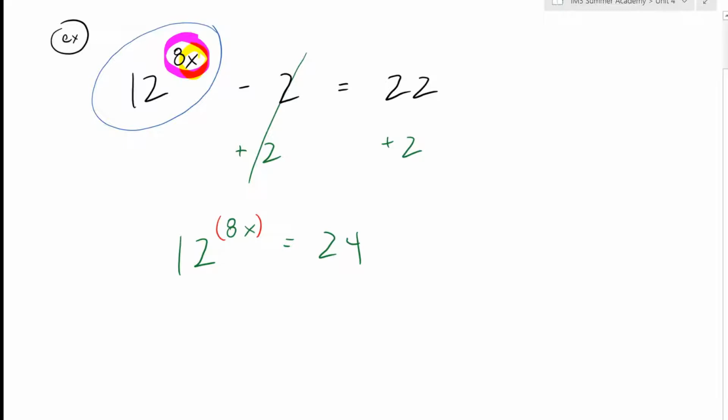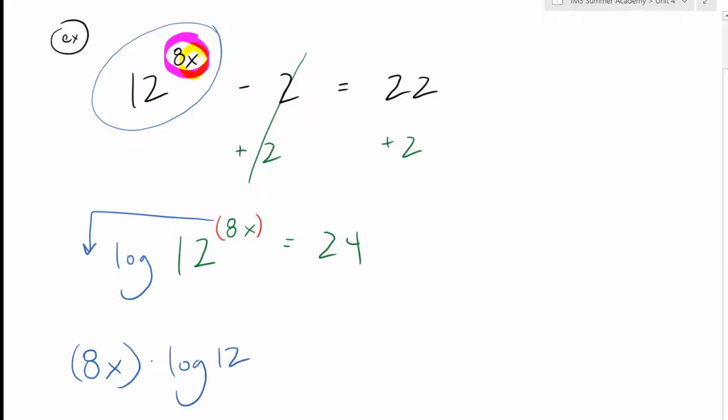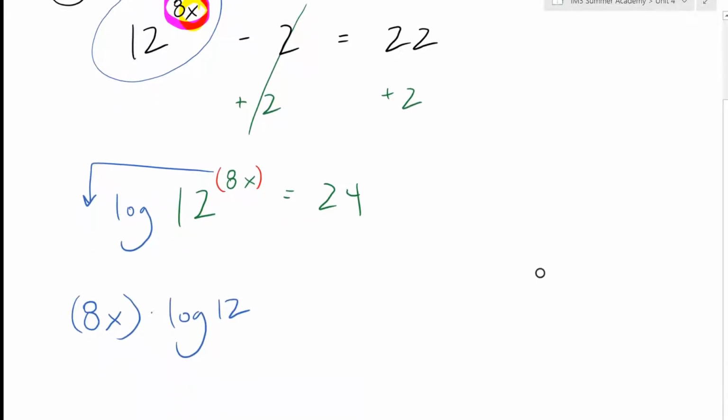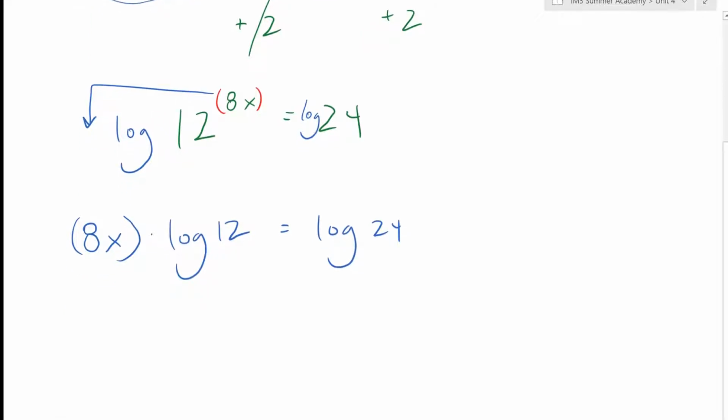So watch this. Let's say this was a log. If this was a log, this is the exponent which can now move forward and get multiplied to the front. So I can rewrite this side as 8x times log of 12. But everything in equations is about equality. So if I log one side, I'm going to have to log the other. So this is equal to log 24. And now we don't have that x as the exponent anymore. It's down on the same line as everything else.